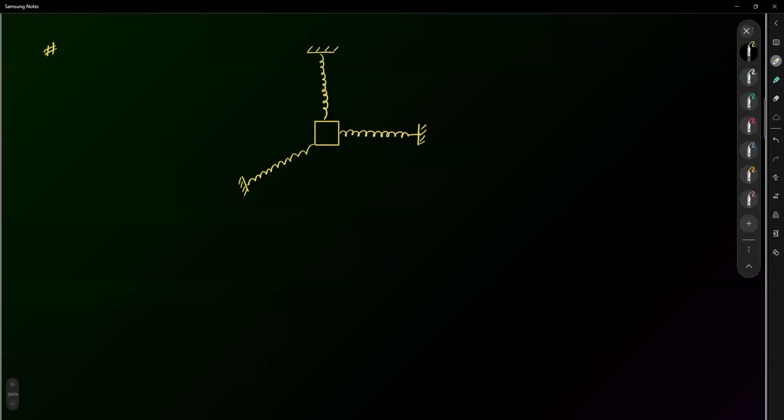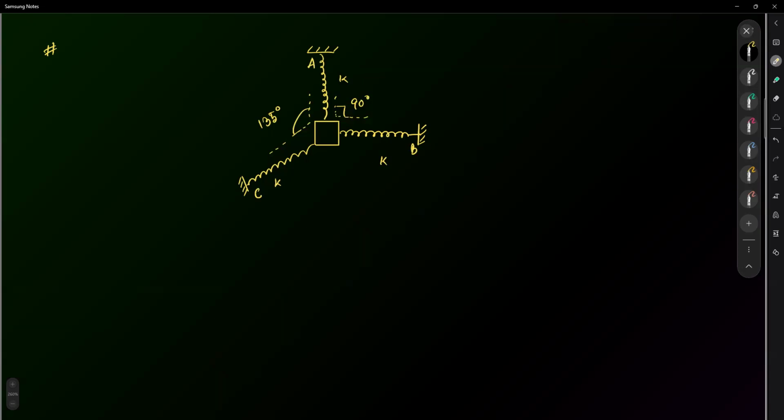Now, the spring constants are the same in these three. The angle between this and this is 90 degrees. The angle between this and this is 135 degrees. Okay, this point is A, this point is B, this point is C. Fine. Now, what will be the free body diagram of this case?